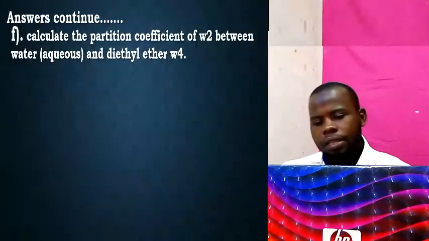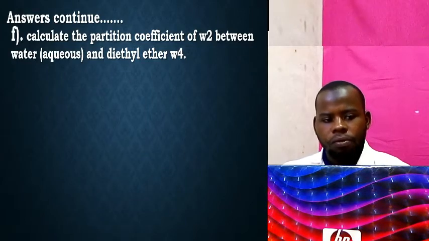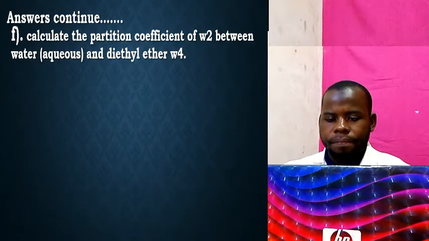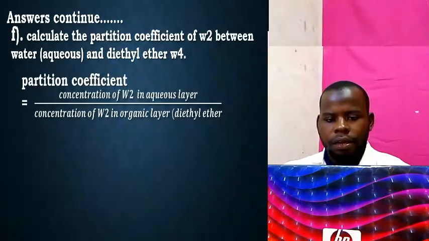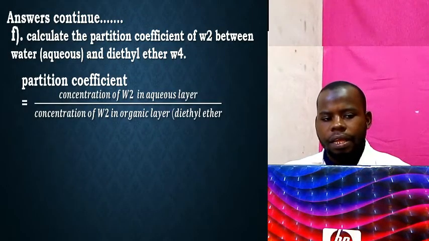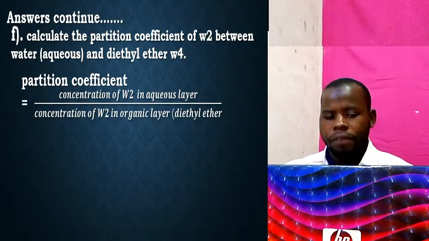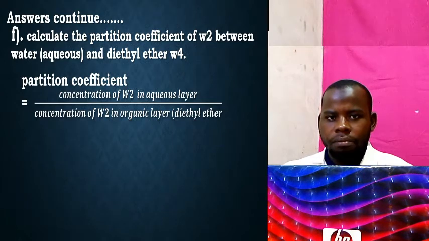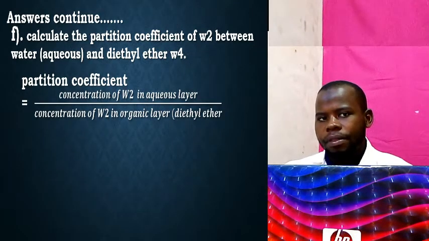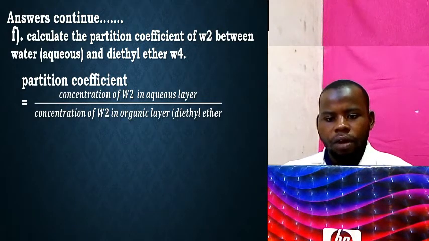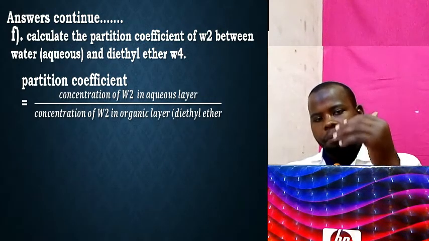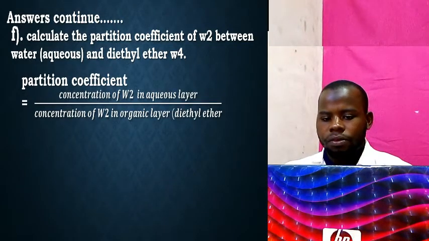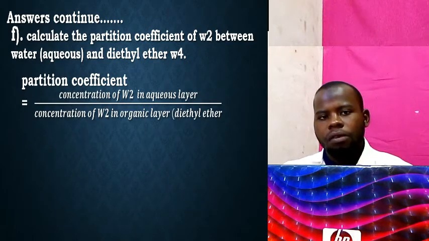Another question: calculate KD, the partition coefficient between water, the aqueous layer, and the diethyl ether. So the formula is a division with a numerator and a denominator. The aqueous layer would be the upper side, and the diethyl ether organic layer would be down. So aqueous would be the numerator and the organic would be the denominator.